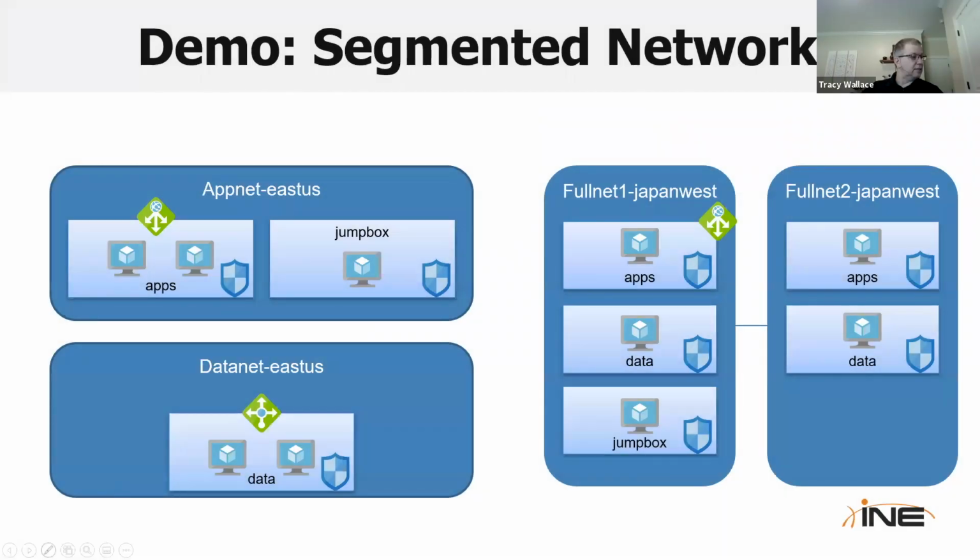Because, again, if I look at this, I think, okay, I've got a connection now between my AppNet East US, I've got a peering there, and I've got a peering over here on fullnet to Japan West. But I am not able to make the connection all the way across. That is because peering is not transitive. Actually, I could get from my AppNet East US over to fullnet 2.